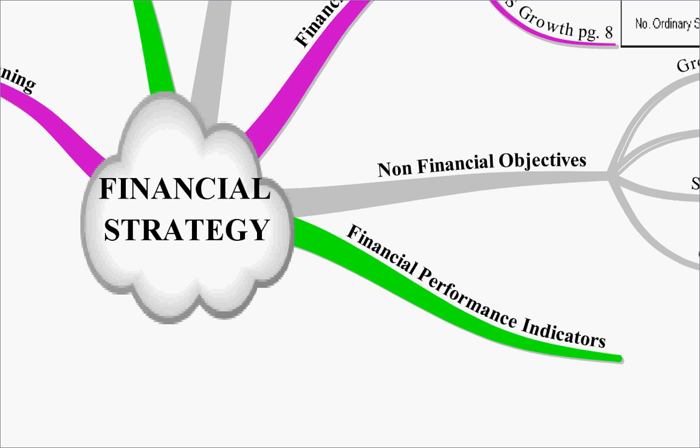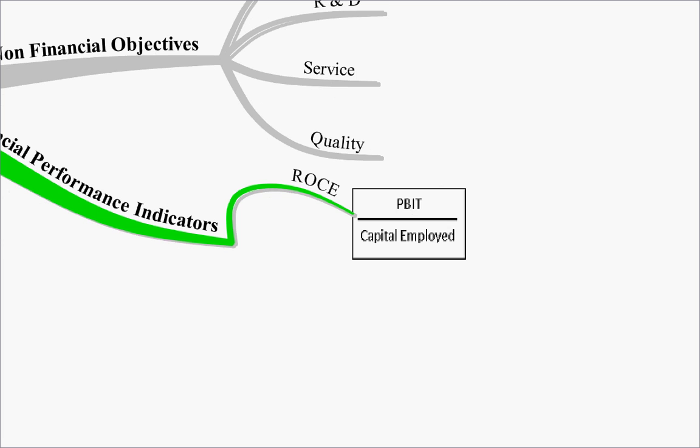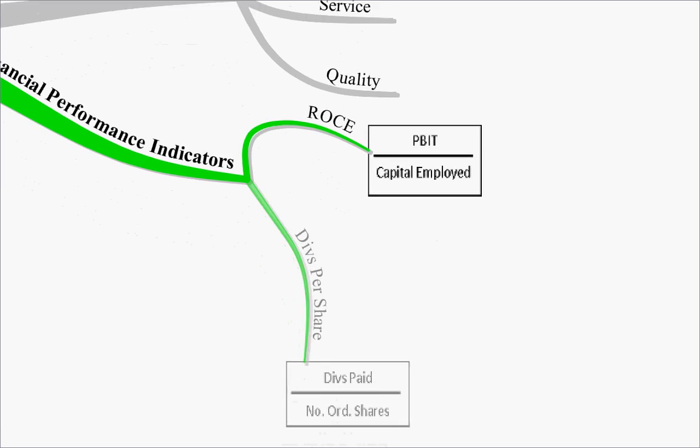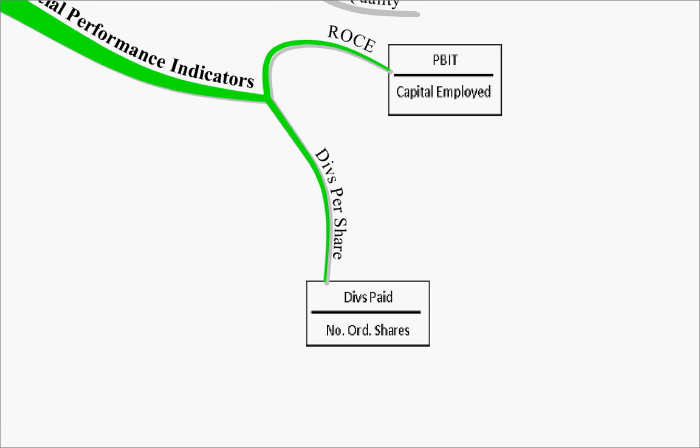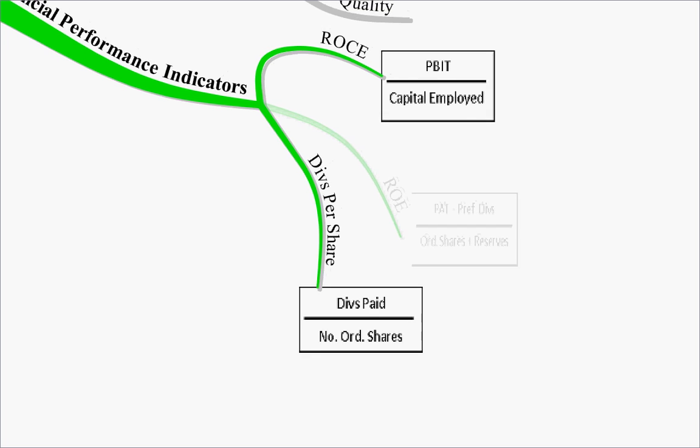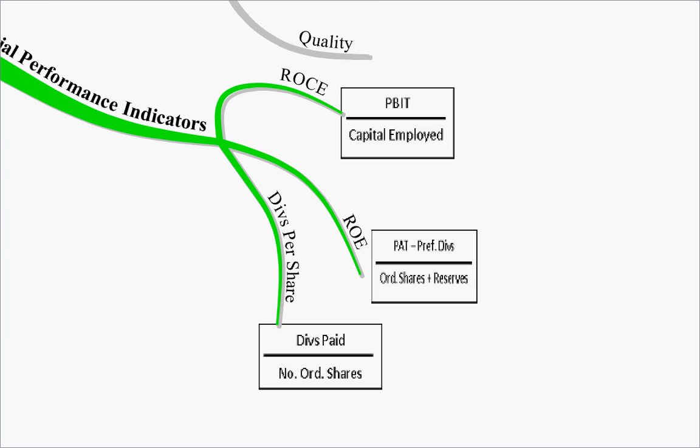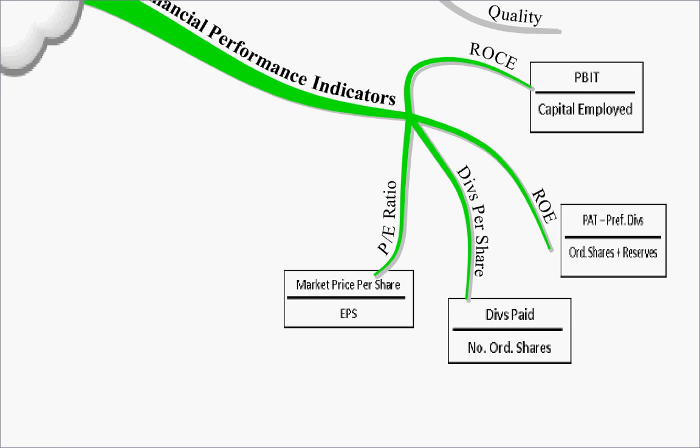Financial performance indicators, we look at this in more detail when we look at ratio analysis, but some ratios to get to know now are return on capital employed, which is your profit before interest and tax over your capital employed. Your dividends per share, total dividends paid divided by the number of ordinary shares will give you the dividends per share. And return on equity, this is your profit after tax less preference dividends over your ordinary shares plus reserves. Lastly, your price to earnings ratio, the market price of the share over your earnings per share. We'll look at these in much more detail during our ratio analysis section.